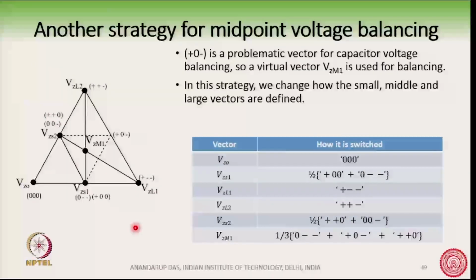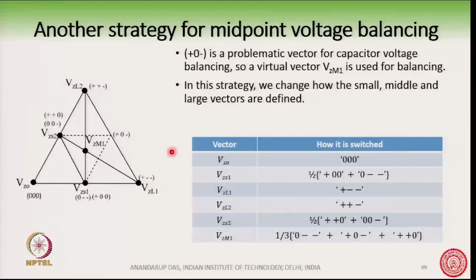Now, the important part, Vzm1, this vector. How are we generating this vector? We are generating it by switching 1/3 of 0 minus minus, that is this one, plus 0 minus, that is this one, and plus plus 0, that is this one. So, by switching plus plus 0, plus 0 minus and 0 minus minus for 1/3 durations of time, we get the Vzm1 vector.